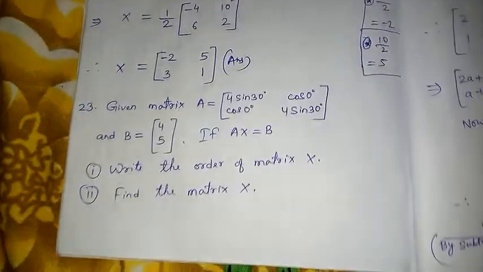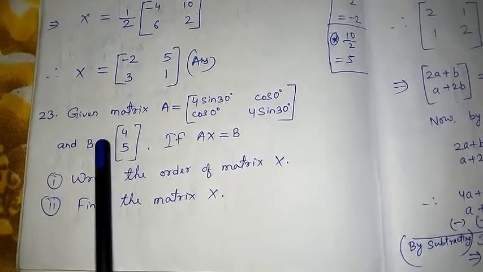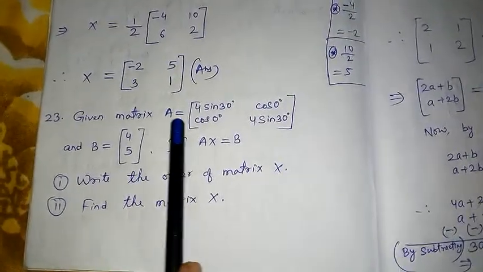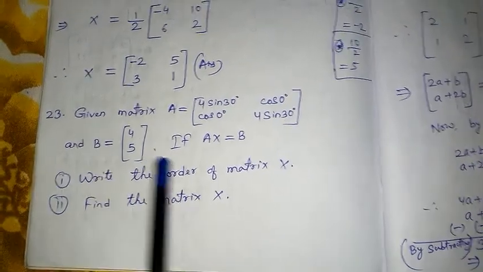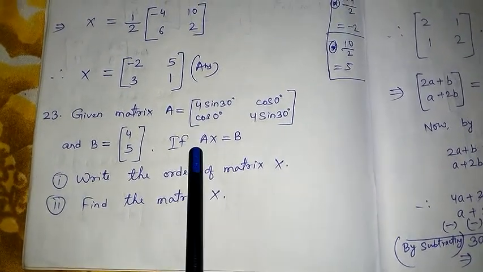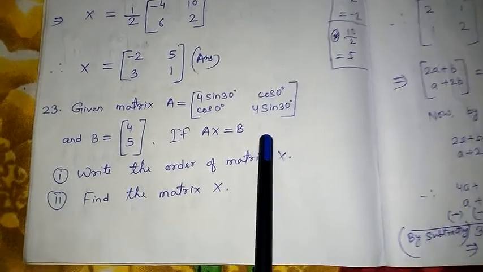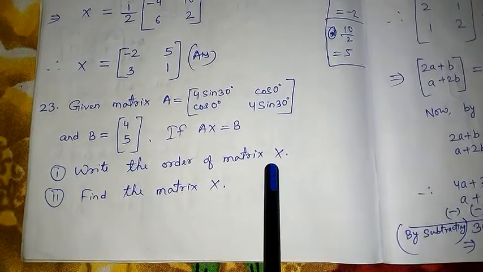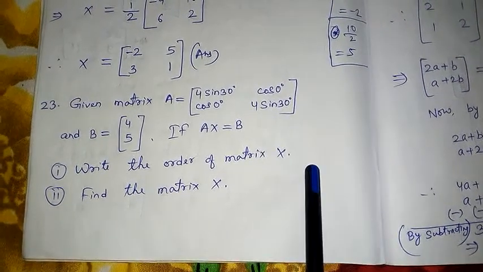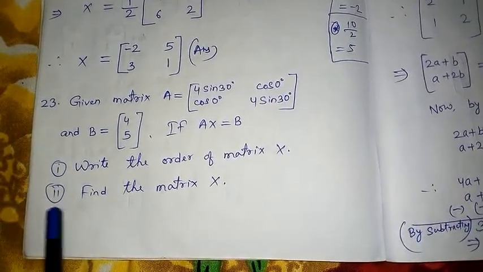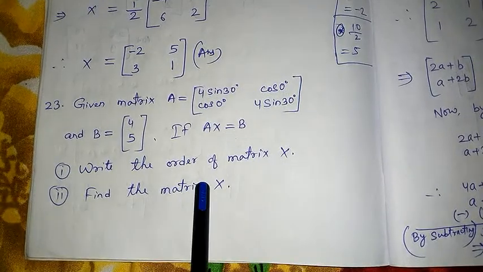Now next question. Little bit different question, but same type. Here the value of matrix A is given, and the value of matrix B is given, and the question is, one relation is there, AX equal to B. Now write the order of matrix X. So you have to write the order of matrix X. I will explain this as question number 1, and number 2, find the matrix X.